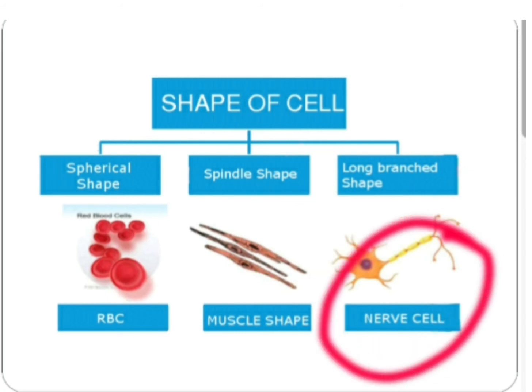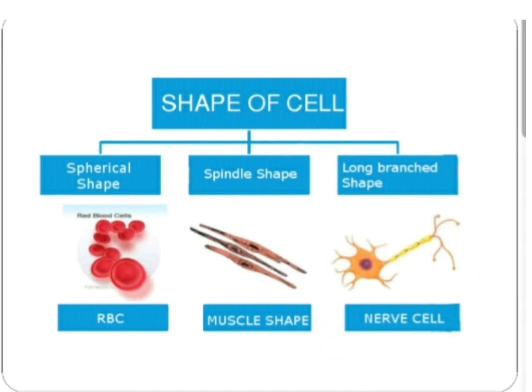Nerve cells receive and transfer messages, thereby helping to control and coordinate the working of different parts of the body.